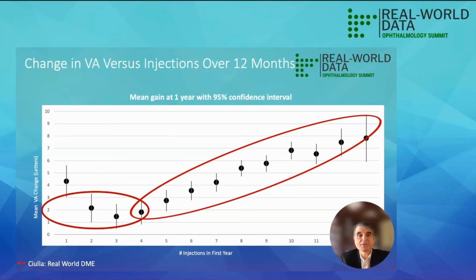The change in visual acuity versus injections over 12 months is shown. This shows 2 distinct themes. First, eyes which receive fewer than 5 injections in 1 year improve minimally, gaining approximately 2 letters at 1 year. Second, there appears to be a linear relationship between the mean number of injections and the mean letters improved over 1 year.